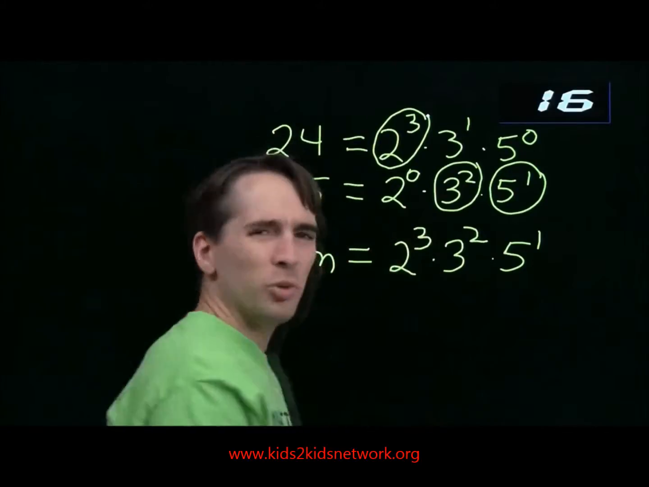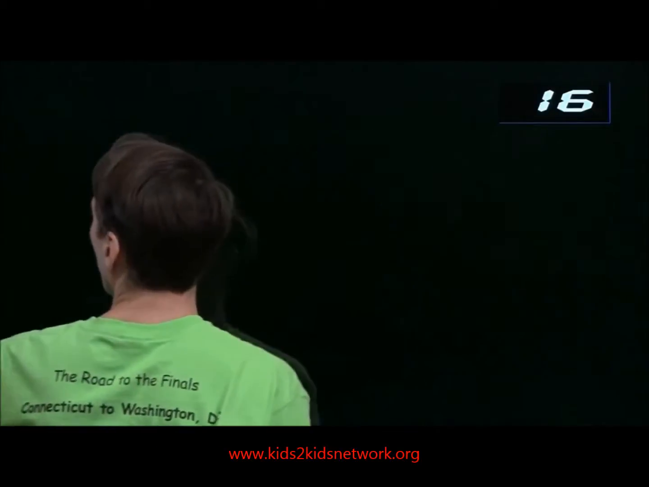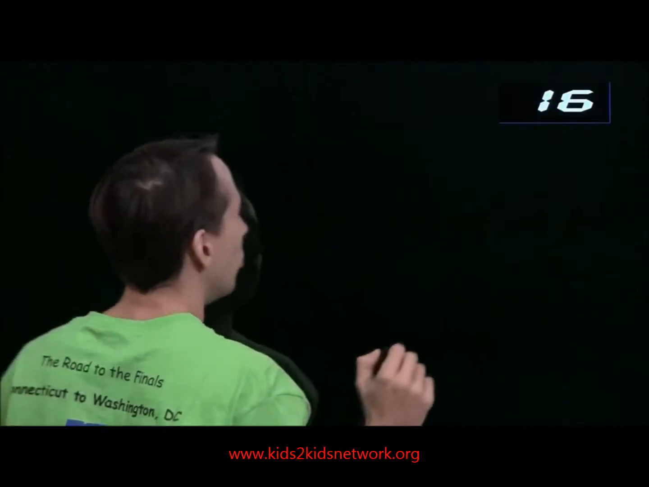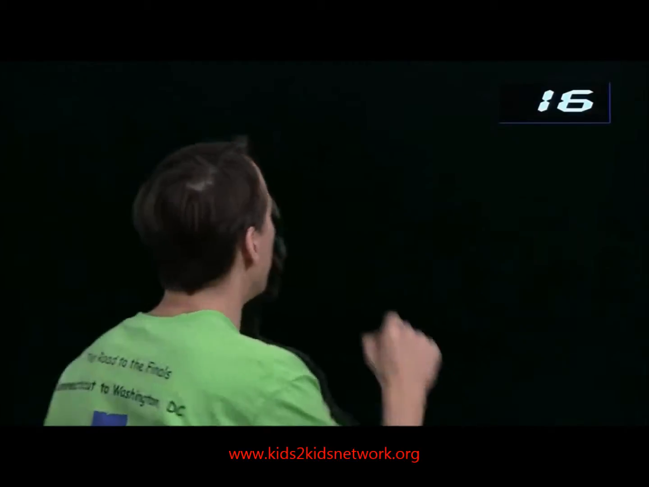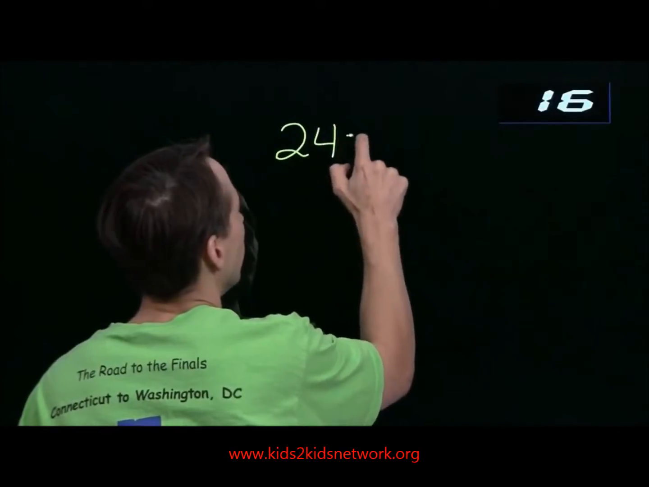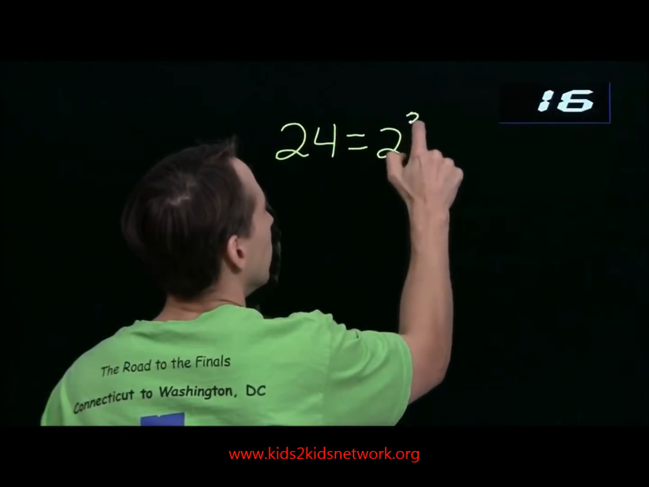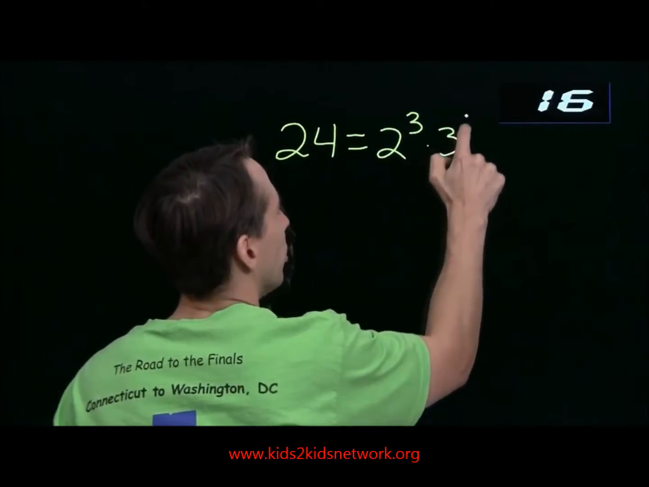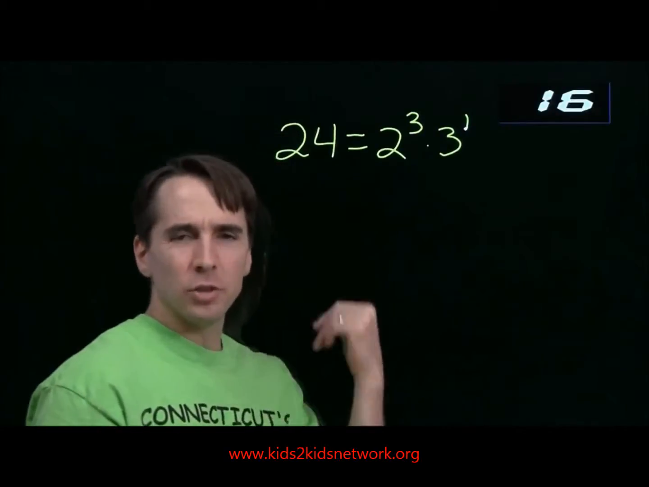Well, that works really nicely for least common multiple. Maybe prime factorizations will help us with divisors. So before we go on to the greatest common divisor, let's just look at how prime factorizations help us with divisors in general. We'll start with 24 again. That's 2 cubed times 3 to the first. And we'll think about divisors of 24.